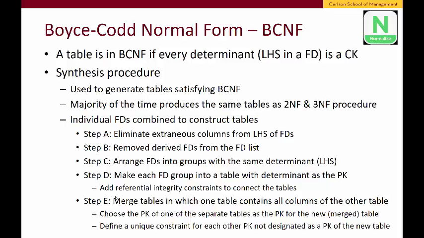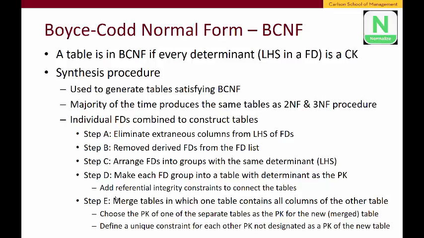Typically, there are no extraneous columns in the left-hand side of functional dependencies. That's step A. If there is a second column in the left-hand side, it must be part of a compound candidate key. The second step, B, then removes any derived functional dependencies from the list. For us, a derived FD is the one that can be obtained through transitive dependency.